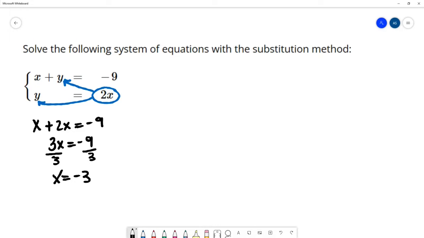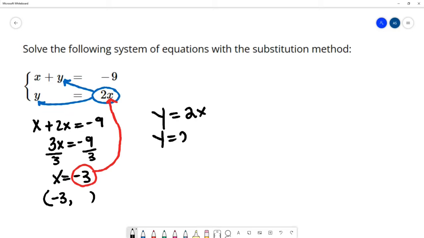So we now have a portion of our solution. We have the x coordinate. We need to find the y coordinate. And we can find the y coordinate by substituting this negative 3 in for x. And we can substitute it into either equation. I'll substitute it into the second equation, y equals 2x. So y will equal 2 times negative 3, and that's negative 6. So the ordered pair (negative 3, negative 6) is a solution to the system.